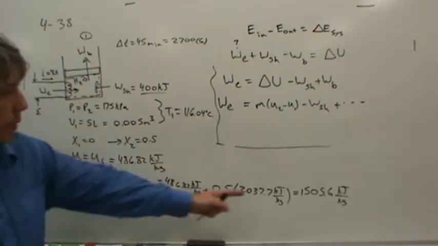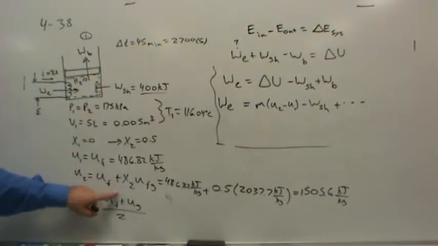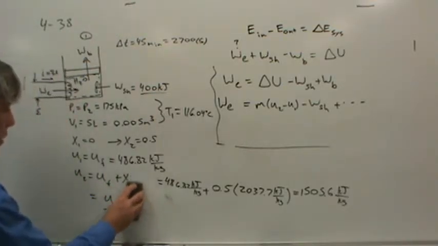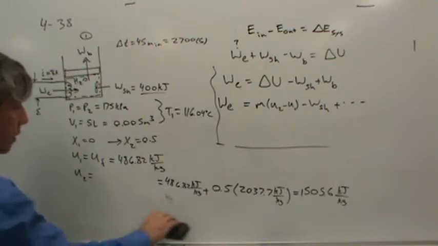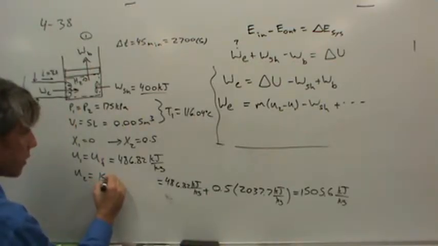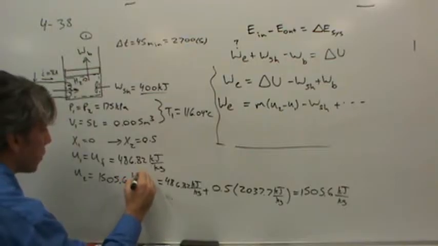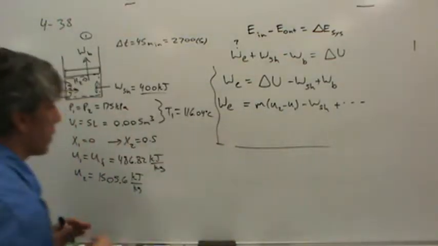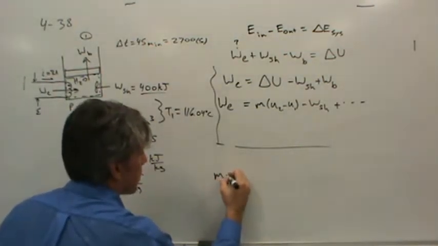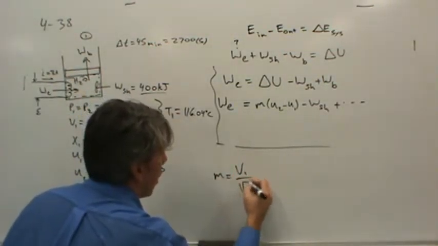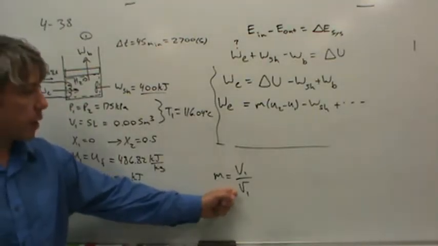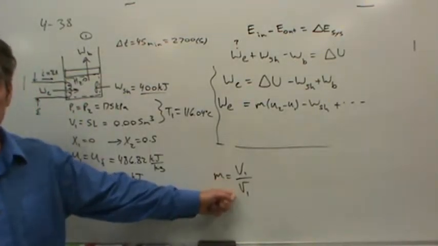Do you guys understand how we got this? Can I erase this bit and just move the number over here? Is that okay? All right, let's do that. I need just a little bit of space. I don't need that either. 1505.6 kilojoules per kilogram. Now that gives me just a little bit of space down here to work with. Couldn't we do something like this? Mass equals volume in state 1 over the specific volume in state 1?